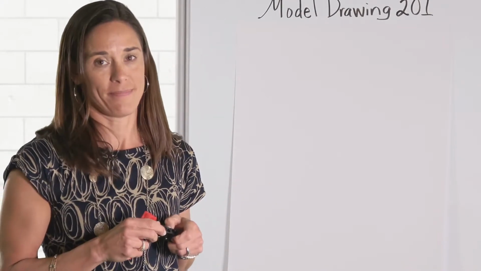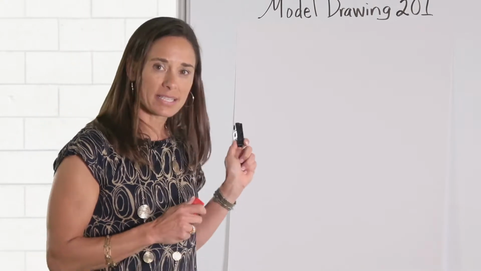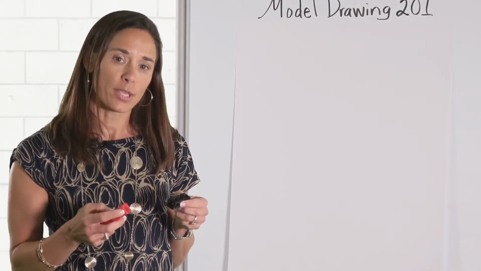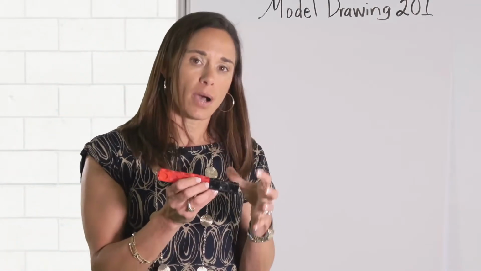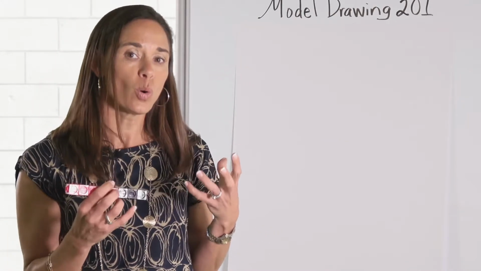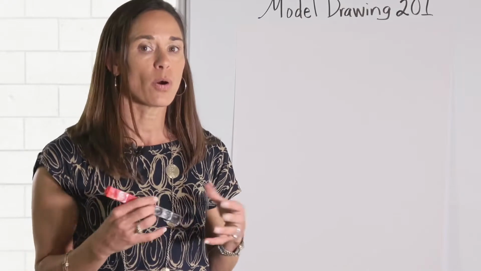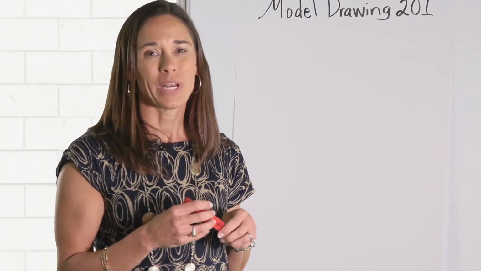How do we get them there? Let's look at the process of model drawing. Singapore uses the approach, this idea of using a bar to build comprehension in the problem. It's a tool to get started with how to go about a word problem when it just seems like there's a lot going on.